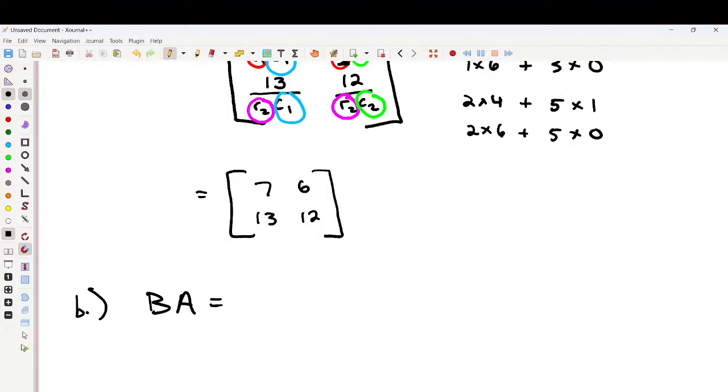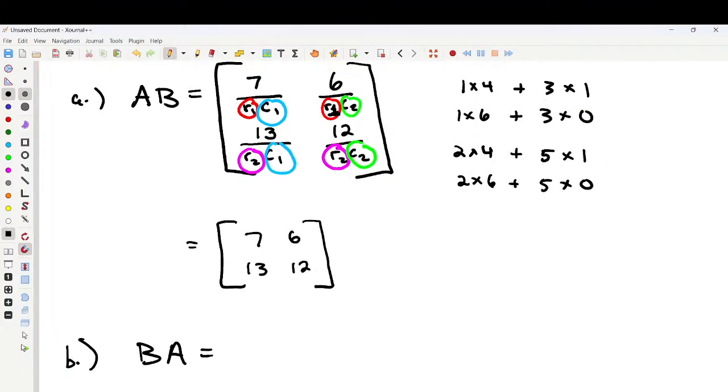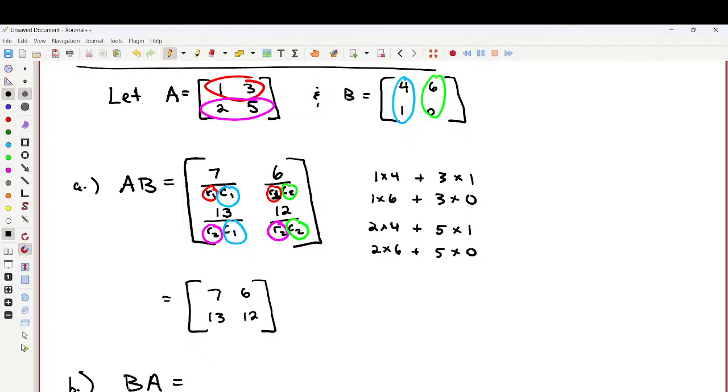All right, I'll give you a moment. Find B times A. Once again, proving this is not going to be commutative. I always want to say cumulative because it's that time of the year.